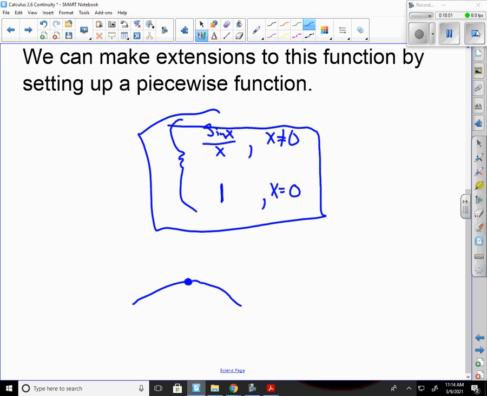All right, we'll get into this more tomorrow, set up more extensions to functions, as well as do some more examples from figuring out if it's continuous everywhere and why. And then we'll move forward with just more examples.